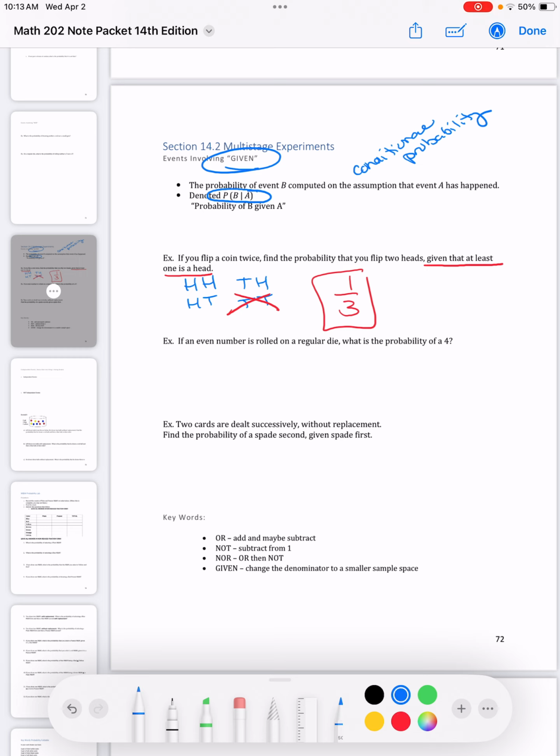This next example doesn't explicitly have the word given in it, but it still gives me a condition. If an even number is rolled on a regular die, so a regular die, that's just singular for dice, I've got this condition of an even number. So I only have those 3 possible outcomes instead of all 6. What's the probability of rolling a 4? So that again happens to be 1/3. They're obviously not always going to give you the answer of 1/3. Let's look at another one here.